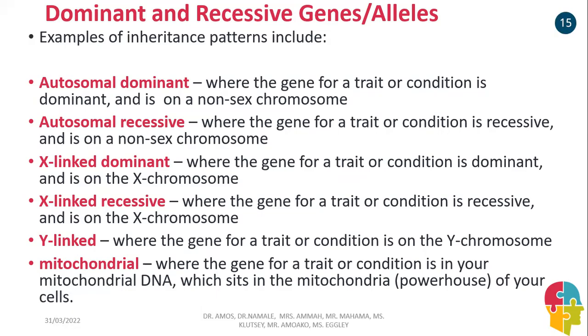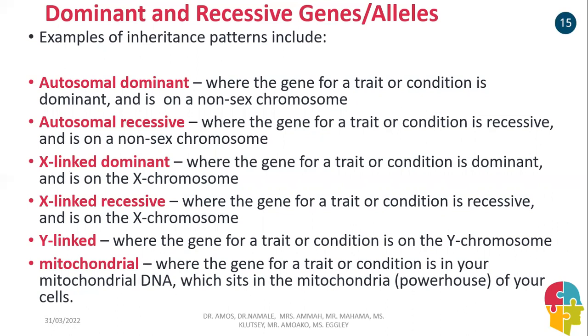If the gene for a trait is located on the X chromosome, which is a sex-linked chromosome, but is dominant, then we say that inheritance is X-linked dominant. If a gene for a trait is recessive and is located on the X chromosome, we say that inheritance is X-linked recessive. If the gene for a trait is located on the Y chromosome and is dominant, then we say it's Y-linked dominant. If it is recessive, we say it's what? Y-linked recessive.